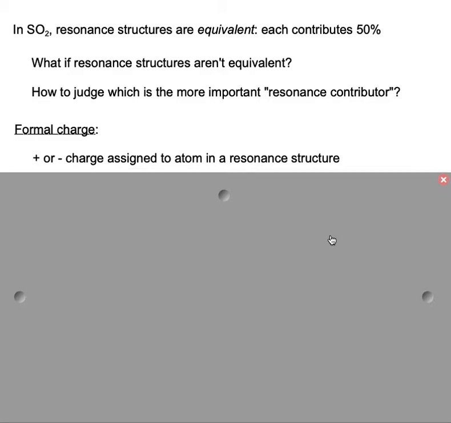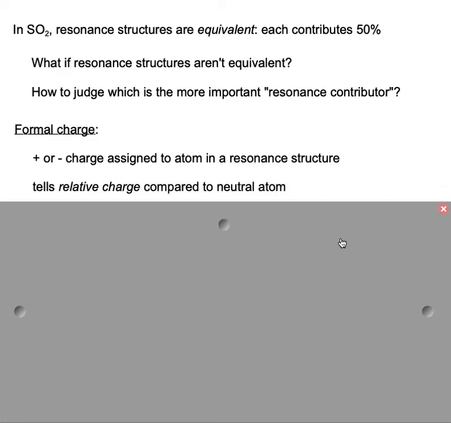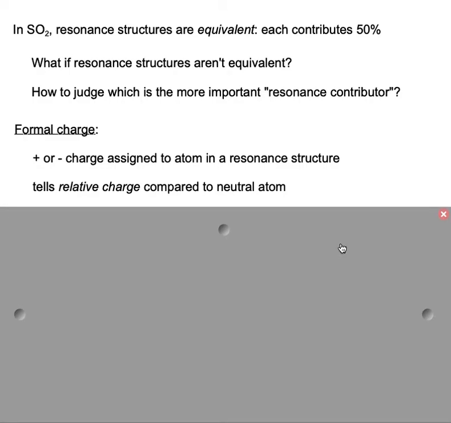Formal charge is a positive or negative charge assigned to an atom in a resonance structure. And it tells you the relative charge on that atom in that particular resonance structure compared to the neutral atom. Okay? So if there's a positive formal charge, that means there's a deficiency of electron density compared to the free atom. If there's a negative formal charge, it means there's a buildup of electron density compared to the neutral atom.